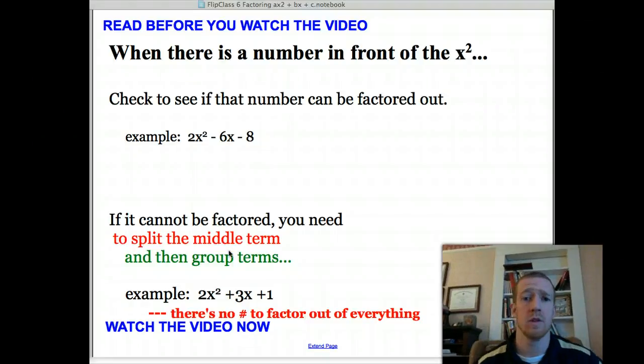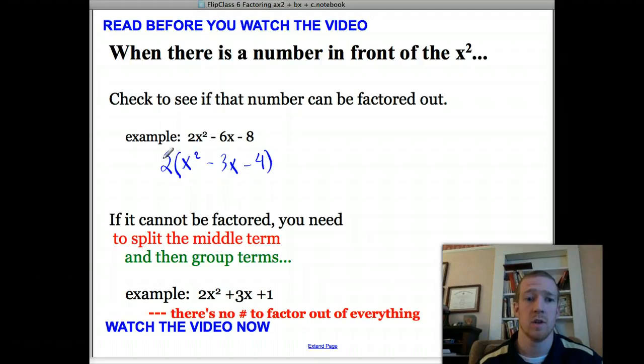Alright, so you should have read this before the video. Basically what it says is you always want to see if there's a number that can be factored out of everything first. So if we look at all these, they're all divisible by 2. So we can factor out a 2. When we take out the GCF of 2, undistribute it, that gives us an x squared minus 3x minus 4.